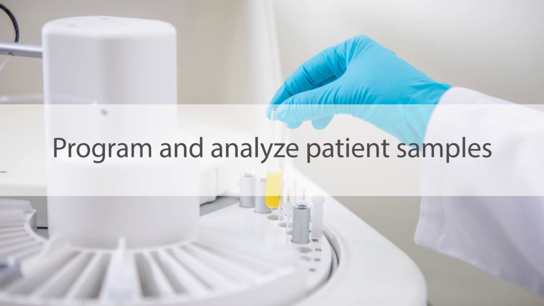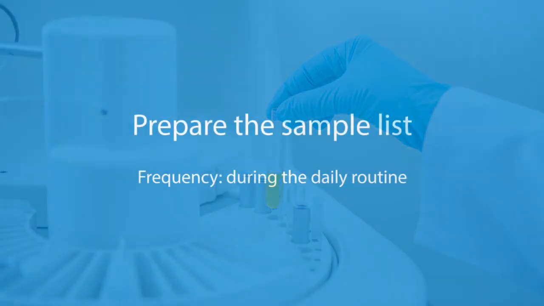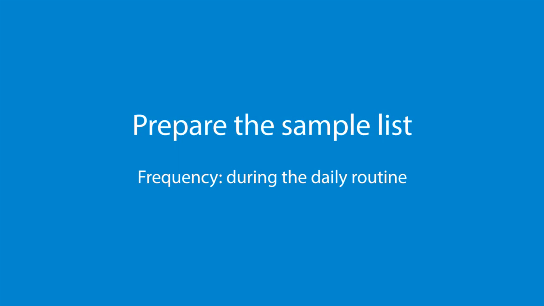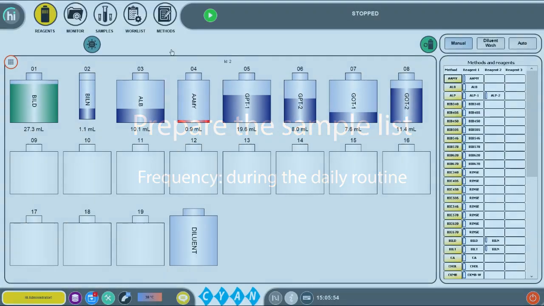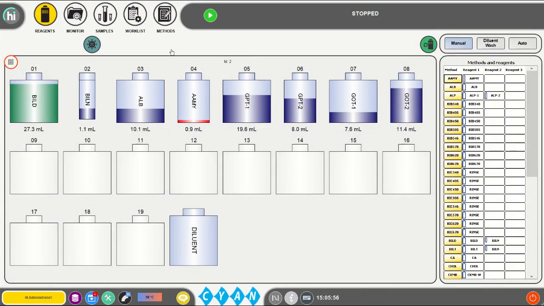In this video, we demonstrate how to measure patient samples with the CYANElite 290. Ten patient samples fit on the sample tray. To indicate which sample is placed in which position, it is necessary to configure the sample list. To do so, navigate to the Samples menu.